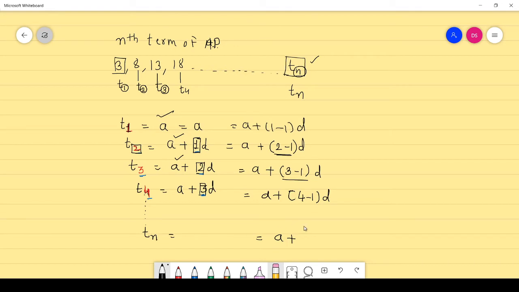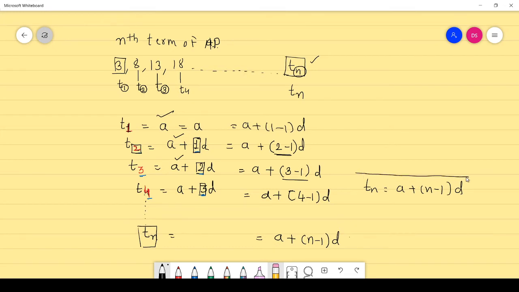Similarly, Tn can be written as n minus 1d, a plus n minus 1d, right? So this is the simplest form of the equation. How this came, this is the process, and you don't need to worry about it. What you need to keep in mind is that a plus n minus 1 d is nothing but the value of Tn. So we got the formula for the nth term, that is a plus n minus 1d, right?